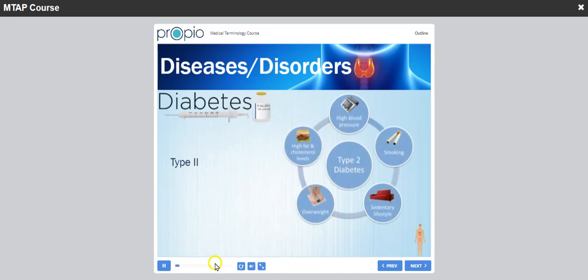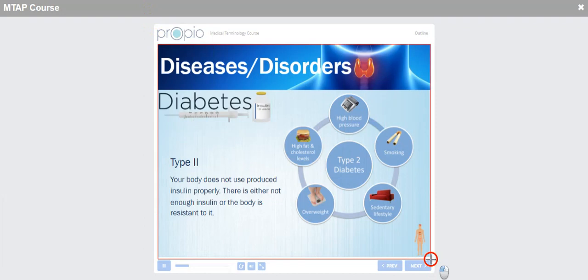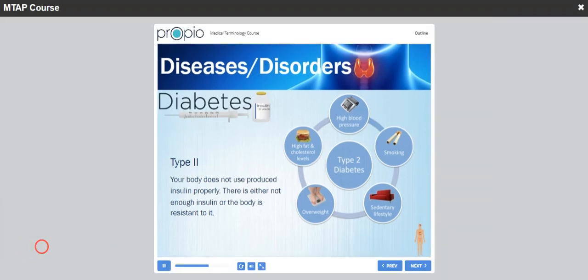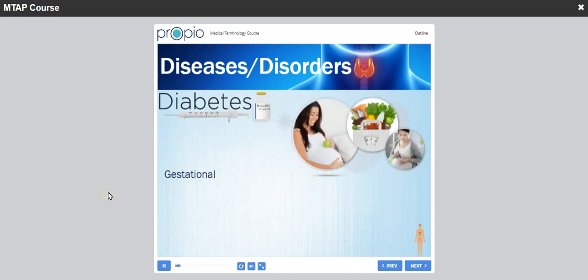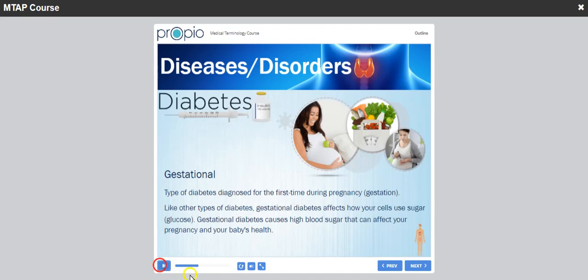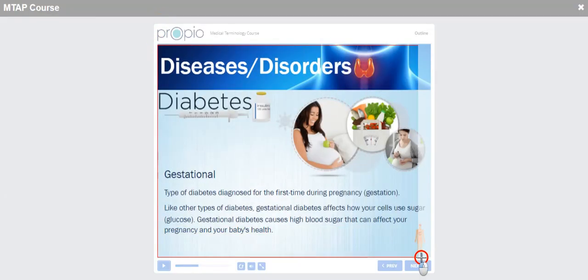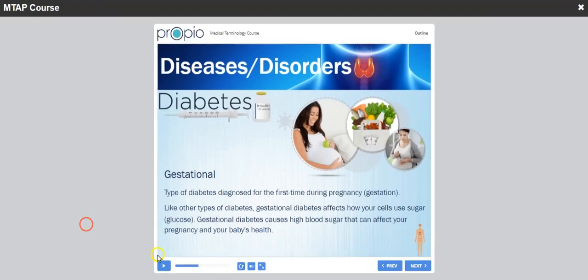Like other types of diabetes, gestational diabetes affects how your cells use sugar or glucose. Gestational diabetes causes high blood sugar that can affect the pregnancy and the baby's health. Please remember, anything with hypo means insufficient or low. Hyper pertains to excessive or high. Itis means inflammation.